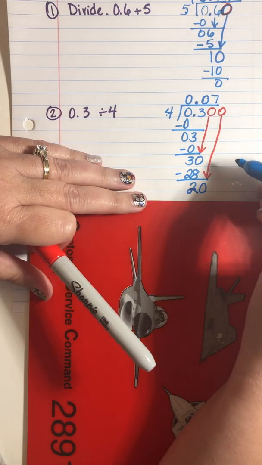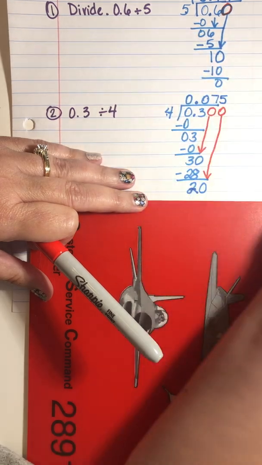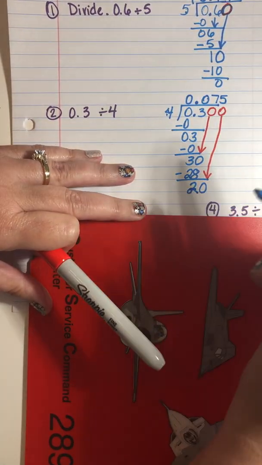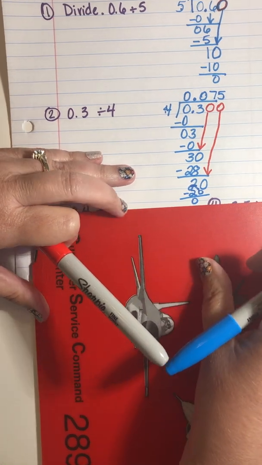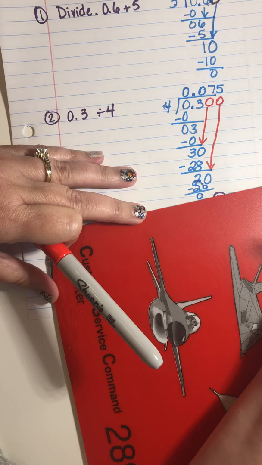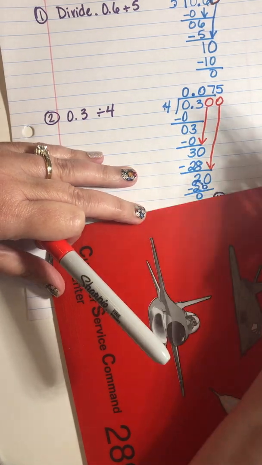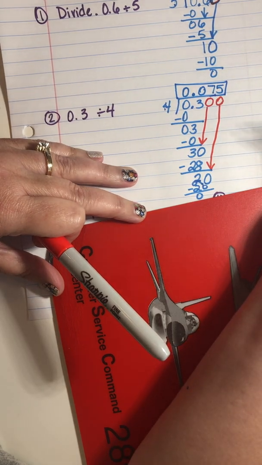Now I have a new division problem. 20 divided by 4 is 5. 5 times 4 is 20. Subtract, and I end up with 0. So now I can be done, and my answer is 75 thousandths.